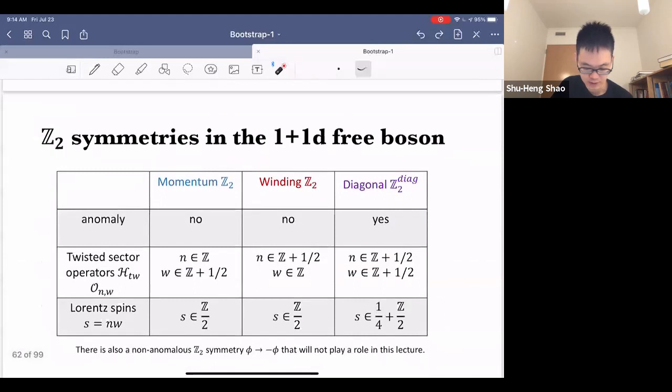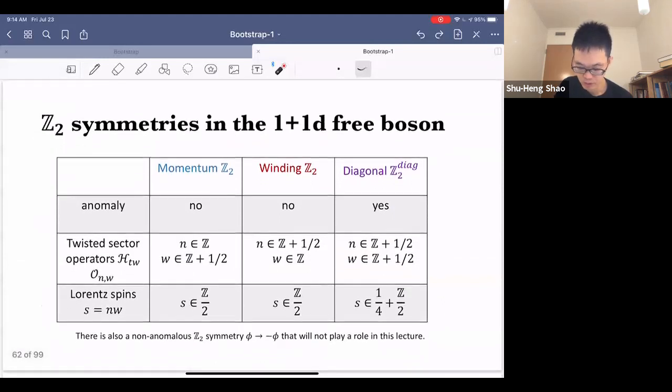So let me just summarize. In the 1 plus 1D free boson, we can look at these three Z2s. The momentum Z2 subgroup is not anomalous. It can be gauged. The twisted sector operators have integer momentum charge and half integer winding charge. Its spin is given by this formula. Some of them have integer spins and therefore can be gauged. And vice versa for the winding. For the diagonal Z2, no operators have integer spins, and the spins are given by this set, and therefore it cannot be gauged.